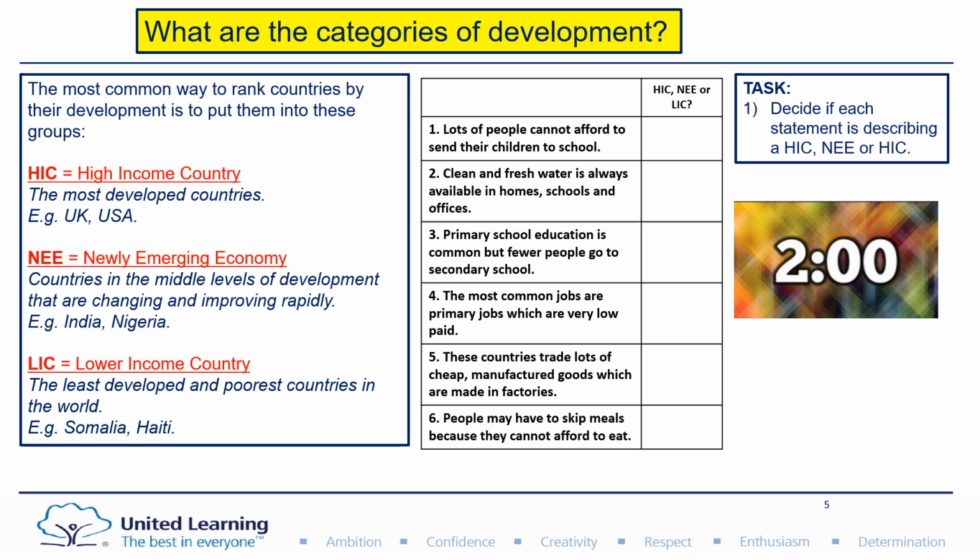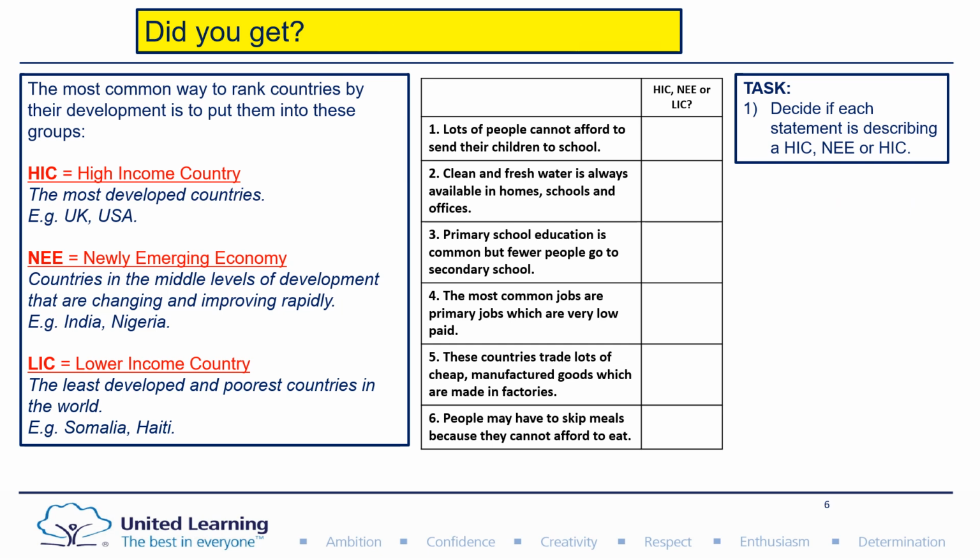Brilliant guys, well done. Let's go through the answers. So number 1 would be a low income country, number 2 would be a high income country, number 3 would be NEE, number 4 would be a low income country, number 5 NEE, and number 6 LIC. So give yourself a tick if you got them, and there's the answers anyway.